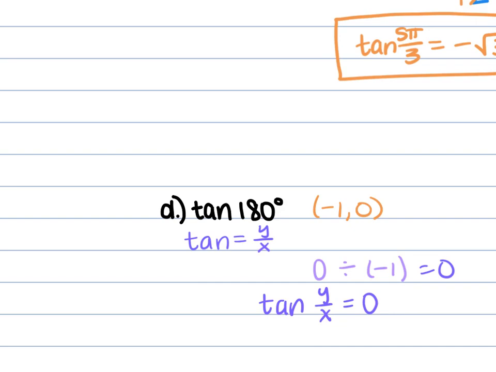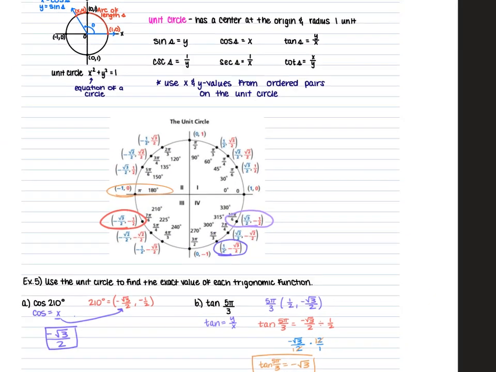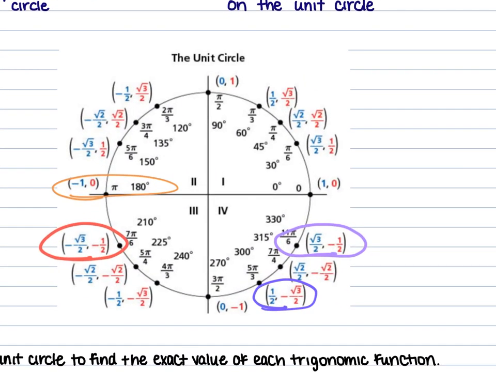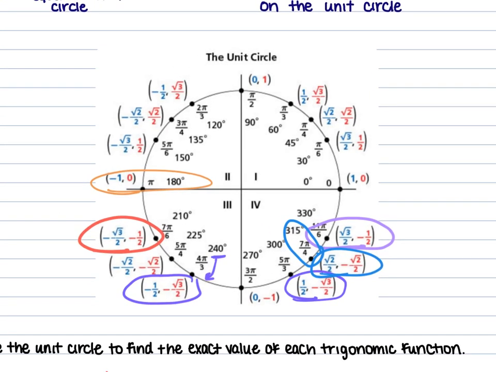Your unit circle, 4 pi over 3 is right here, which is the 240. So we're going to work with the negative 1/2 comma negative square root 3 over 2. 7 pi over 4 is here. So we're going to use the square root of 2 over 2 comma negative square root 2 over 2. Look back at your unit circle.